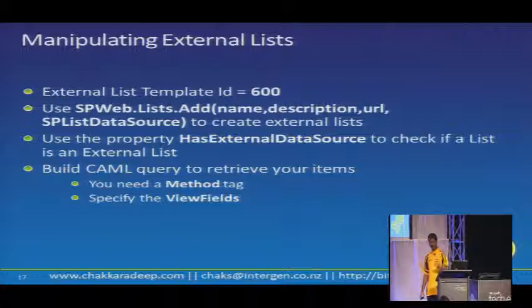content type. If you go to my blog, I have a blog post that explains in detail how to create an external list programmatically. You can use a property called HasExternalDataSource on a list object to check whether that list is an external list. And you can build your CAML query, the only two conditions being that you need to have a Method tag and ViewFields tag. If you go to my blog, you'll again find resources on how to do this.